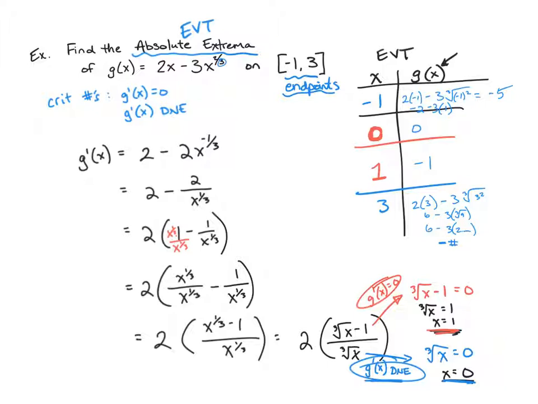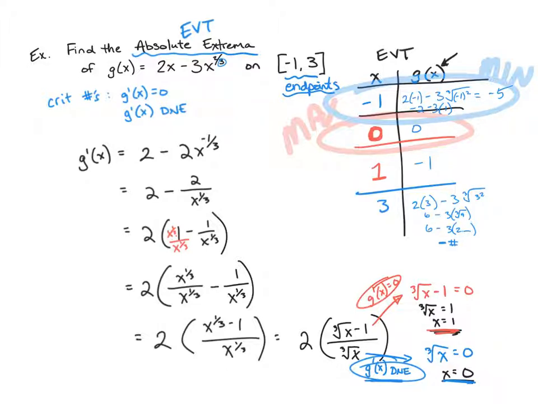So now I can pick out my absolute maxes and mins. My largest number here is when x equals 0, I have a value of 0. So that's going to be my absolute max. And then my absolute minimum is going to be when x equals -1, I have an output of -5. So that's going to be my absolute minimum.